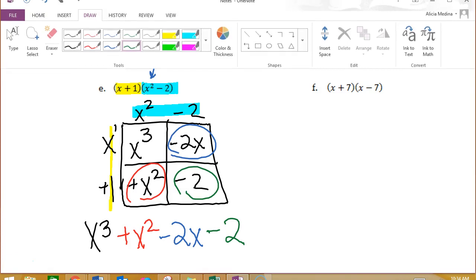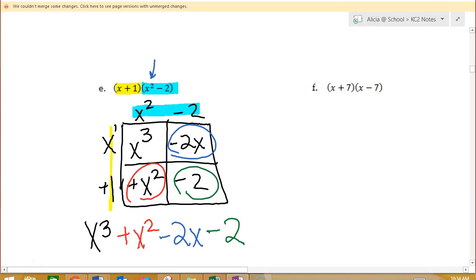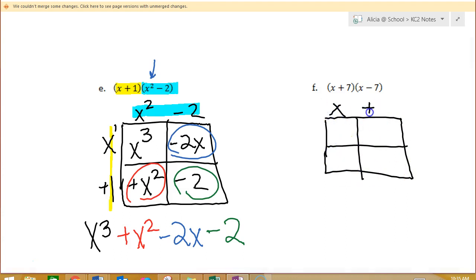Next example, letter F. We have another binomial by binomial. So 2 by 2. X plus 7 and x minus 7. It does not matter where you place these as long as you keep that binomial together. X times x is x squared, because each of those had a power of 1. When we multiply, we add our exponents. X times 7 is a positive 7x. X times a negative 7 is a negative 7x. And negative 7 times a positive 7 is a negative 49.